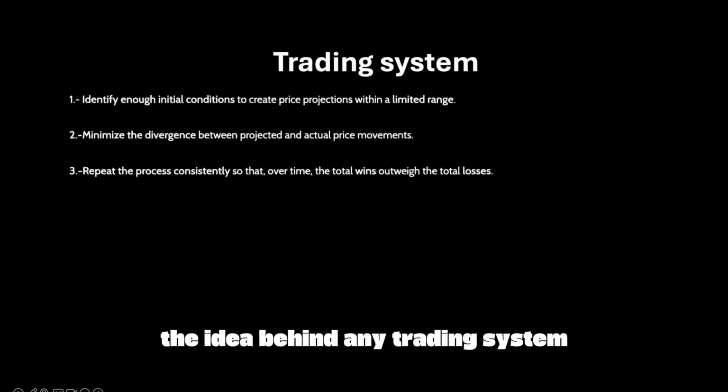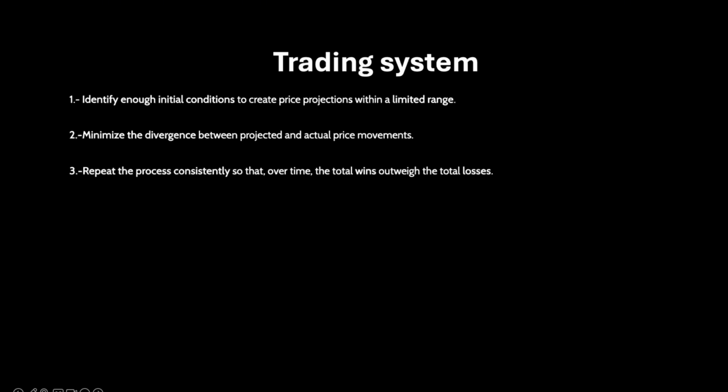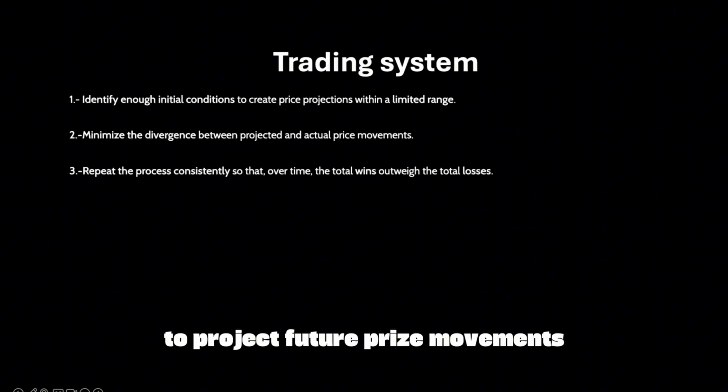This means that while we can predict short-term market movements to some extent, after a certain point, predictions start to diverge, and the market becomes completely unpredictable. The key lies in determining the initial position of the trajectory, and that's what every trader is trying to do. The idea behind any trading system is to gather as many initial conditions as necessary to project future price movements within a limited price range.